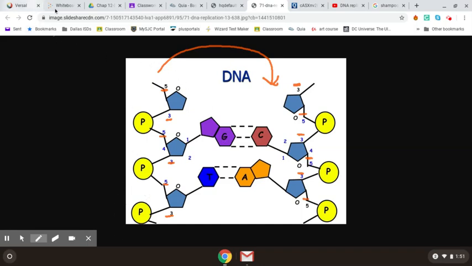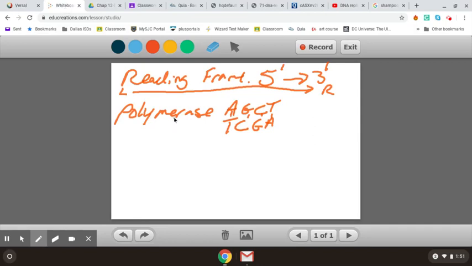Now, the reason I bring this up is because polymerase can only read DNA in the 5 to 3 prime direction. Just like you can only read left to right on a page, or if I wrote words, you could only read those words and have them make sense to you in the left to right direction. Polymerase can only read in the 5 to 3 prime direction. It cannot read 3 to 5 prime.